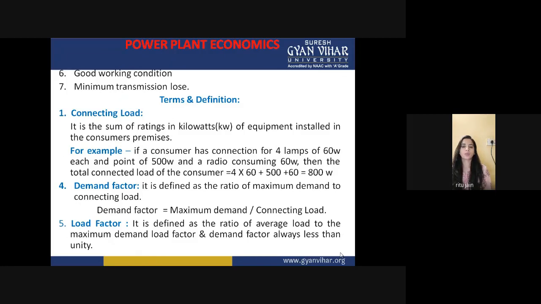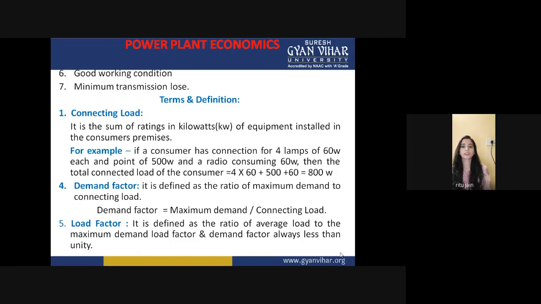And I have one point that is 500 watts. So 240 plus 500 watts, and I have one radio consuming 60 watts. So the total load becomes 4 into 60 plus 500 plus 60, which is equal to 800. So this is your connecting load.